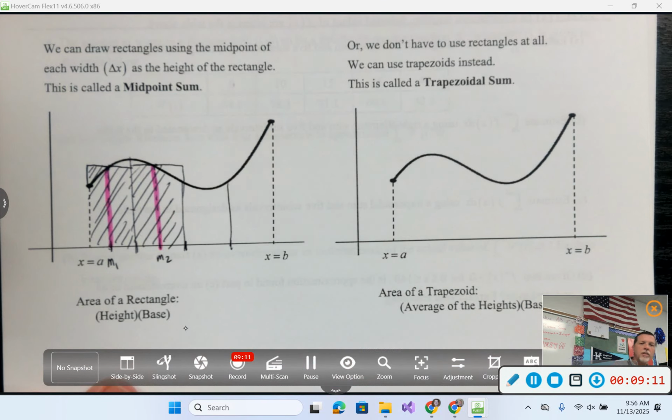The boundaries on the integral are the x values of the boundaries. Those are the things that go right there and right there, the x values of the integral. So we're going from a to b.